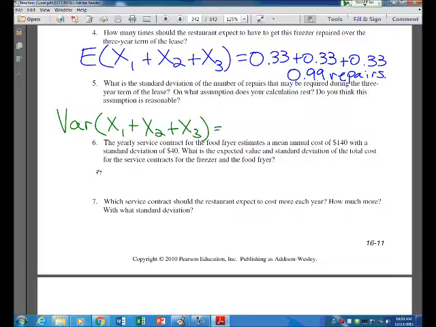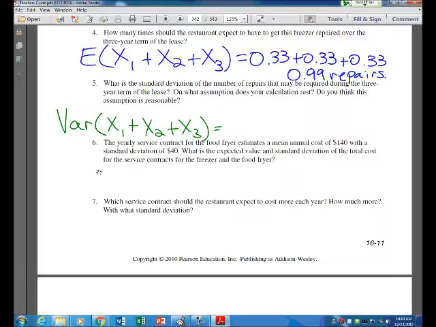We have to assume that these are independent events, right? That each one is independent. So whether I need to get it repaired in year 1, does that affect whether I need to get it repaired in year 2 or year 3? Now you may be thinking, well, if you have to get it repaired in year 1, aren't you more likely to have to get it repaired in year 2? You're probably right. These probably are not independent.